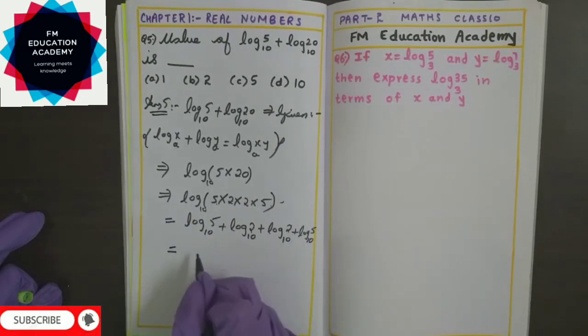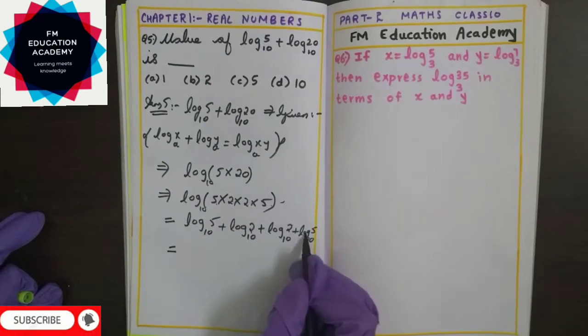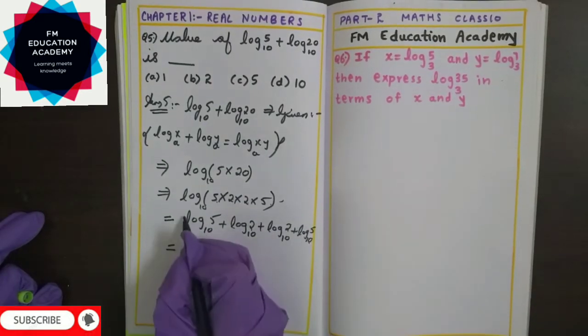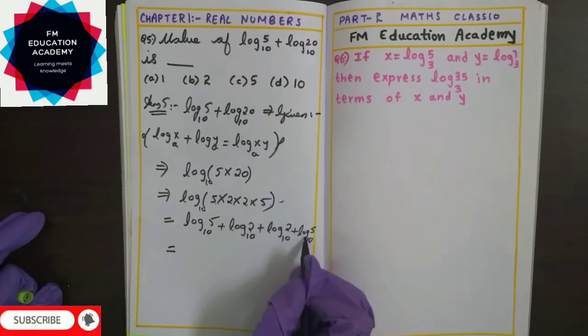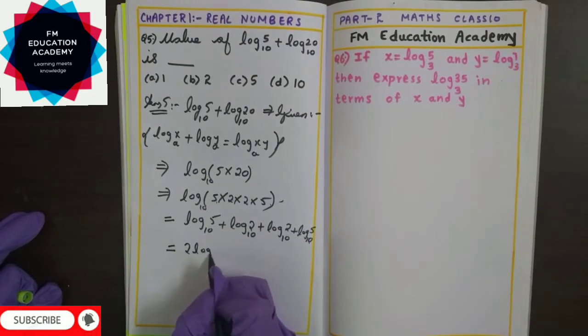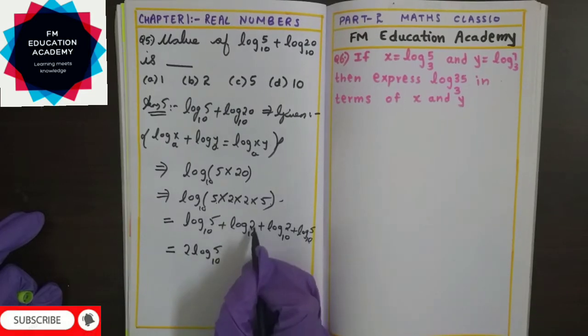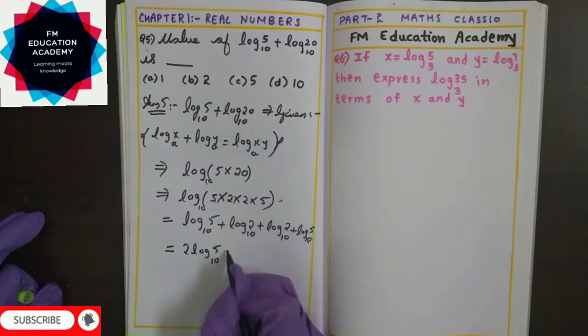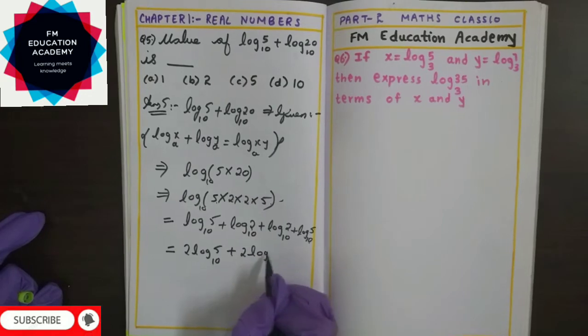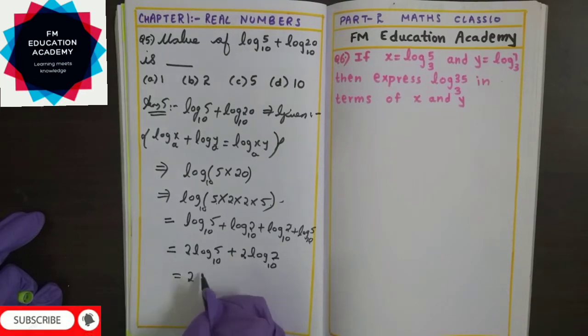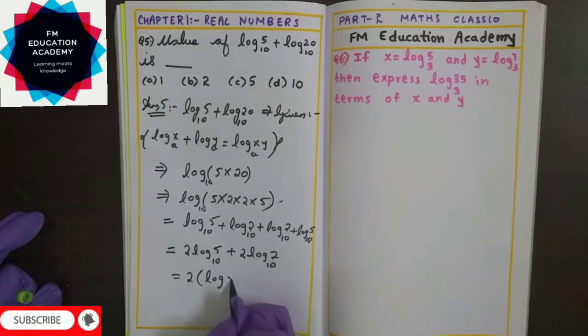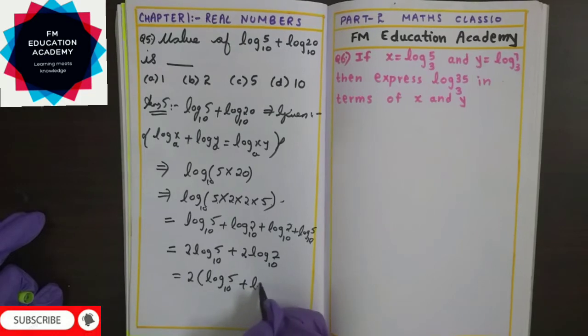Now if we observe here, log 5 to the base 10 is here and log 5 to the base 10 is here also. So the coefficient here is 1 and here also the coefficient is 1. So log 5 to the base 10 plus log 5 to the base 10 is 2 log 5 to the base 10, and log 2 to the base 10 plus log 2 to the base 10 is 2 log 2 to the base 10. Now again we observe that 2 is present in both terms, so we will take 2 common. Here log 5 to the base 10 is left and here log 2 to the base 10 is left.